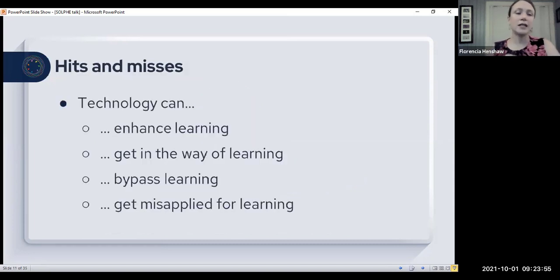And technology can be indeed wonderful and help us accomplish a lot of things and can enhance learning. However, I do think that technology sometimes can get in the way of learning. Sometimes technology can bypass learning, and sometimes technology can get misapplied for learning. And I'll talk about these 4 scenarios.